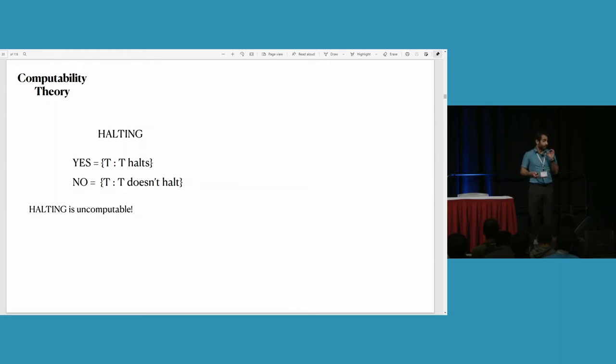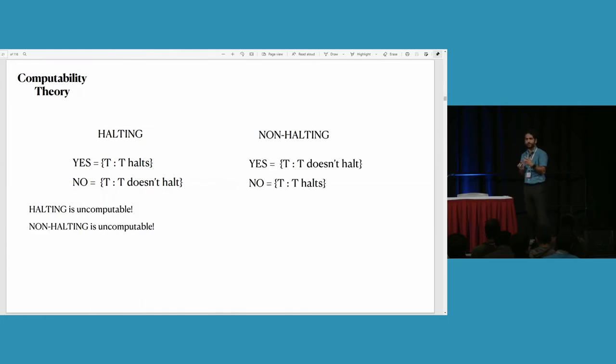The halting problem is, it's well known that it's uncomputable. There is another problem called non-halting, where I just switch the labels yes and no. So for example, the yes instances are now the set of Turing machines that do not halt. Since I just switched the labels, obviously this problem is also uncomputable.